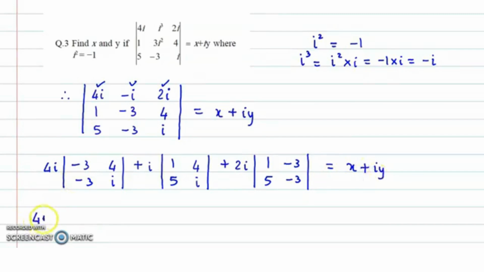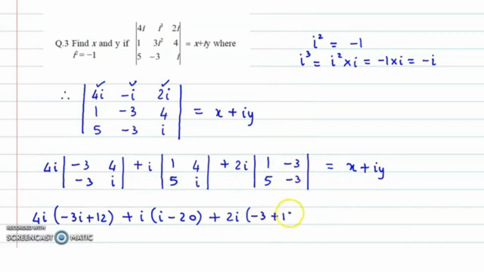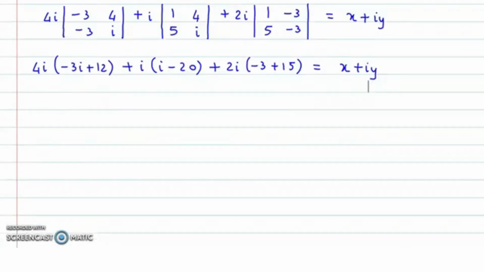Let us expand. So 4i into -3 into i minus 3i minus -3 into 4 is -12, तो ये हो जाएगा positive 12, plus i into, now 1 into i, that's i, minus 5 4s are, ये आएगा 20, plus 2i into 1 into -3, that's -3, minus 5 into -3, -15, तो ये रहेगा plus 15 is equal to x plus iy. Let us simplify this further.